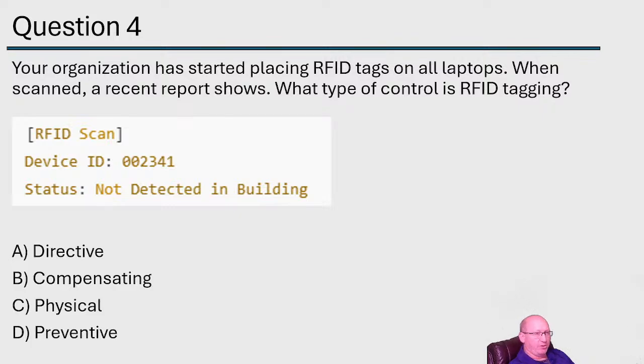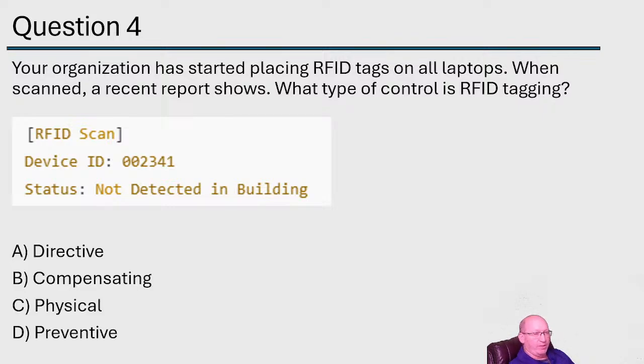We have a physical control. The organization started placing RFID tags on all laptops, definitely a physical measure. When scanned, a recent report showed the following, not detected in building. Is it a physical control? Maybe. Directive and physical, of course, are top 2 so far.